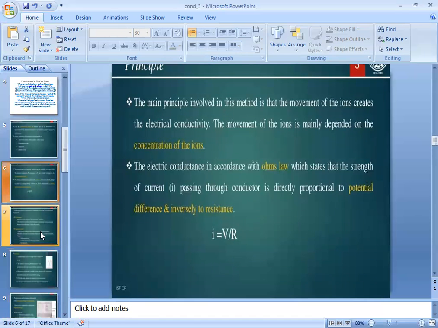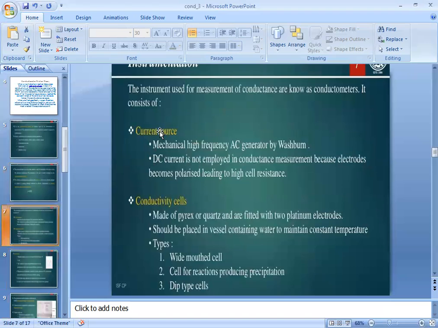Okay, so now if we see the instrumentation part, the instrument which is used for measuring the conductance, we call it a conductometer. इसमें दो parts हैं, one is current source and the other one is conductivity cells. Okay, so current source, mechanical high frequency AC generator by Washburn.